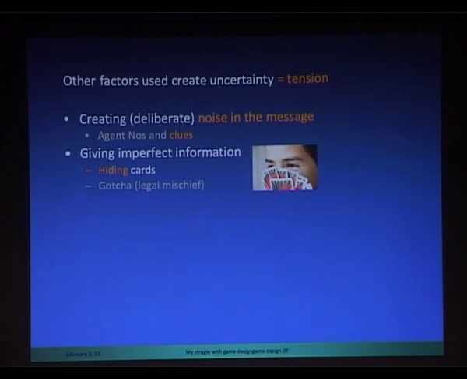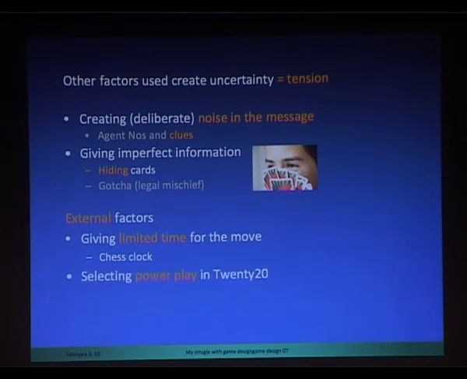Okay, the game Gotcha, which is already in the market, which has got a legal mischief as one way of handling that imperfect information. You can hide cards. You can do so many things by which you can create uncertainty. So failing these two, there are external factors which are used to create uncertainty. One of them is time. You give a time limit. For instance, in chess, you have to finish so many moves within that particular time, or a rapid chess. That's one way of creating uncertainty.